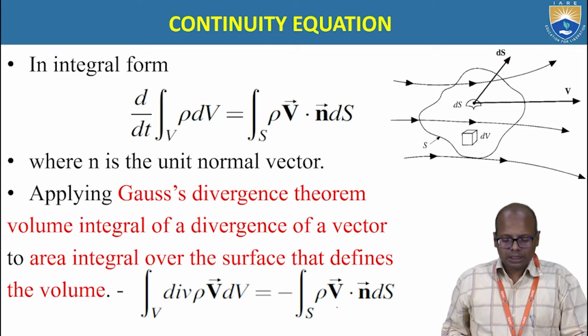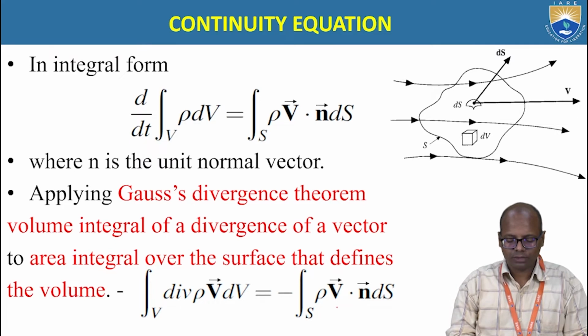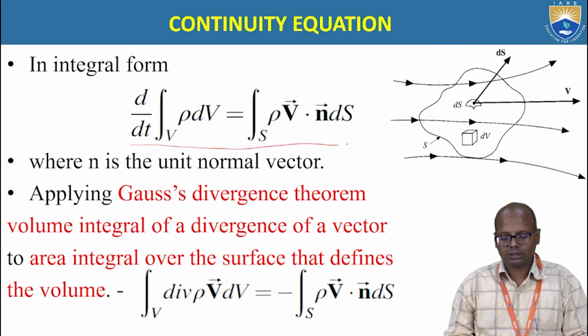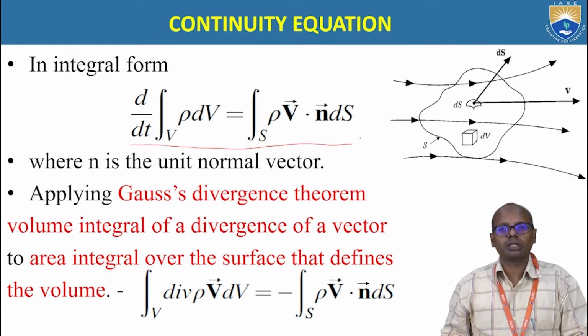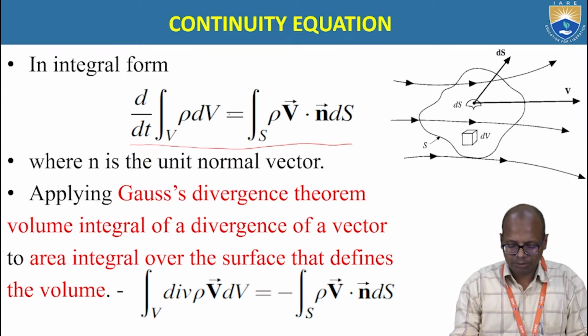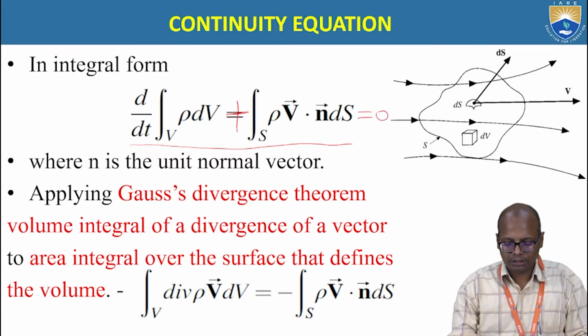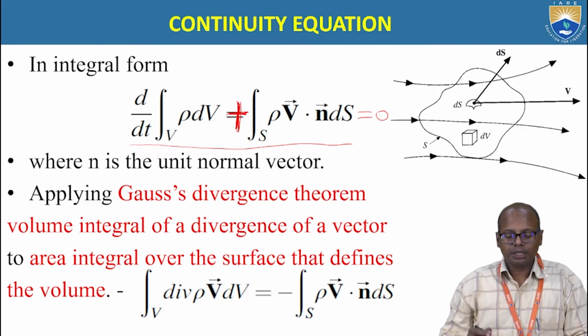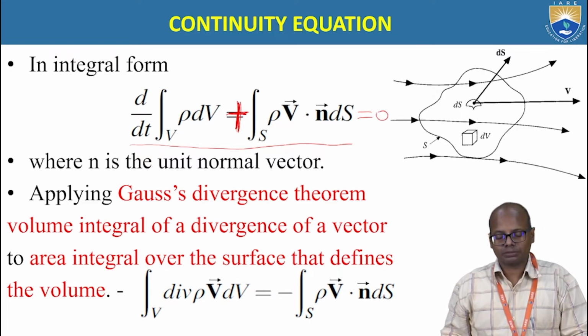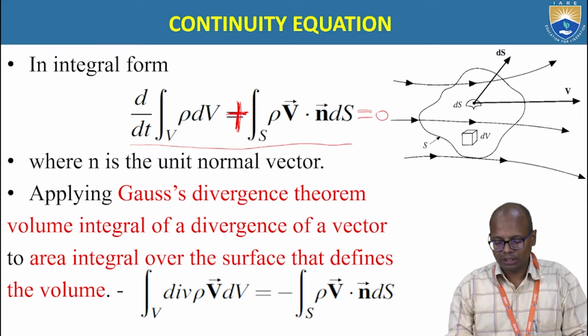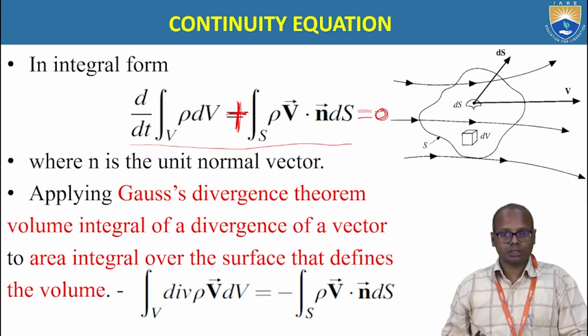Actually, this is the integral form of the continuity equation. If I put a plus here and a 0 here, that is known as the integral form of the continuity equation. What we need is a differential form and a conservative form. A conservative differential form is what we need.